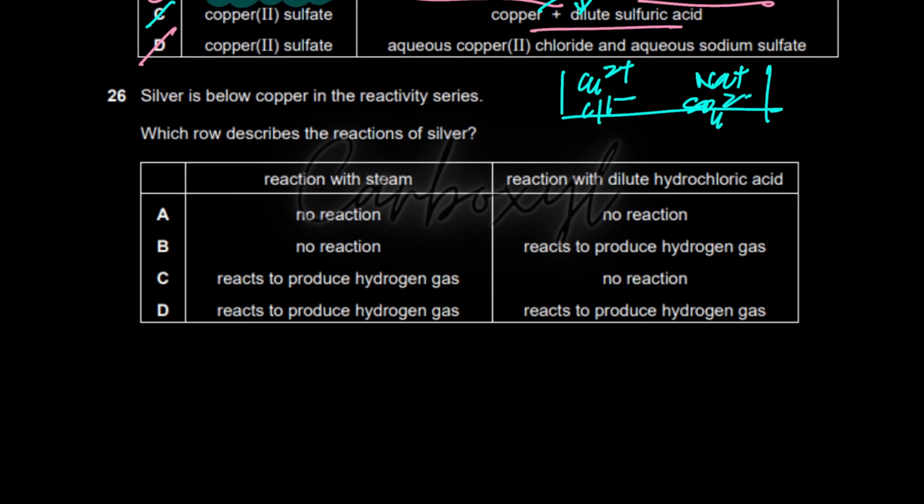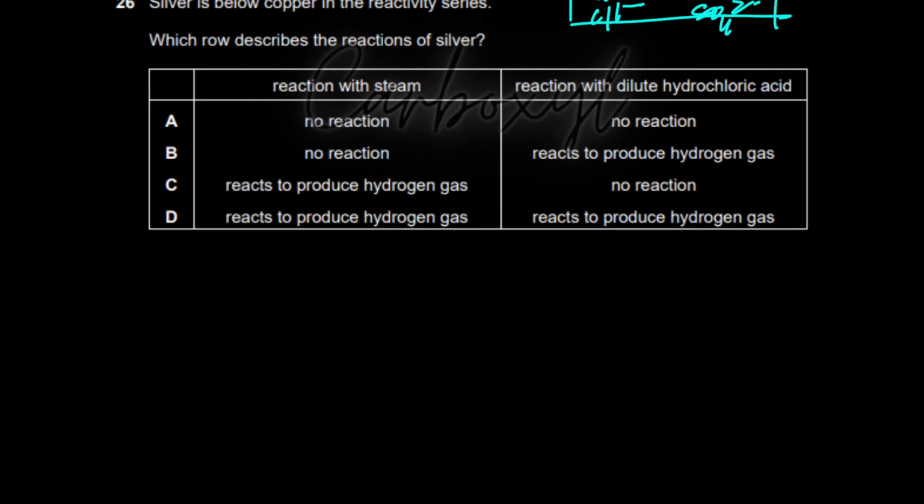Silver is below copper in the reactivity series. Done. Which row describes the reaction of silver? Well, if it's below copper, we know silver does not react with steam, right? If it reacted with steam, every time your dad takes a hot bath or a hot shower wearing his wedding ring, which is obviously mostly silver, then all the silver should react, right? So that's just common sense as well.